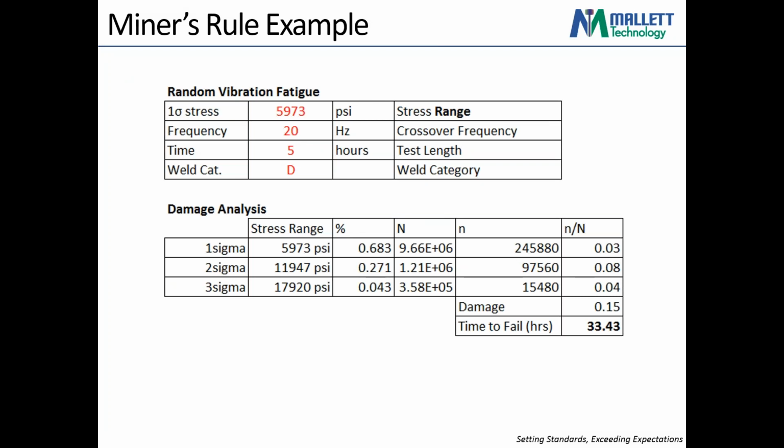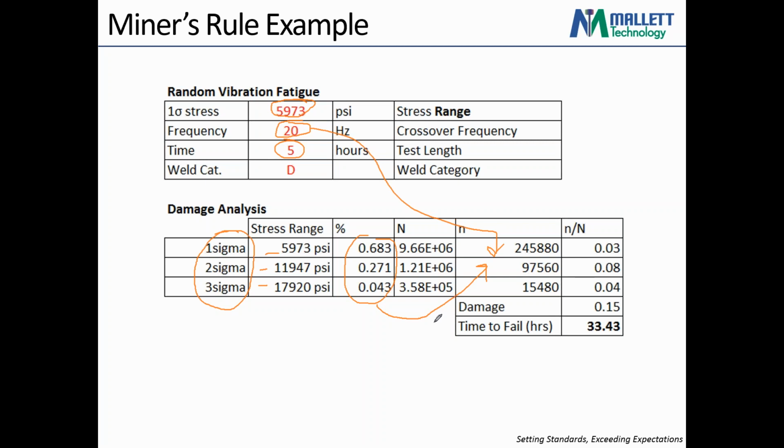And then this is just a quick spreadsheet showing that resulting calculation. So I have my 1 sigma stress, I have my crossover frequency, I have my 5 hours. So it's really 20 hertz, so 20 cycles per second for 5 hours is going to give me a certain number of cycles. And just based on my probabilistic distribution for random vibration, I have a percentage of time for each 1 sigma, 2 sigma, or 3 sigma that stresses are going to be below my stress range value. From that, I can calculate the small n value with the crossover frequency.